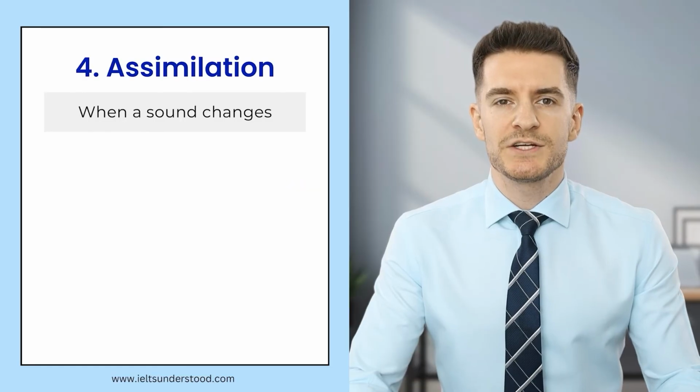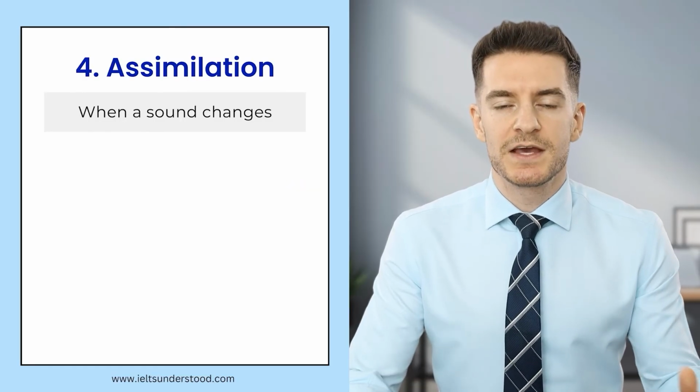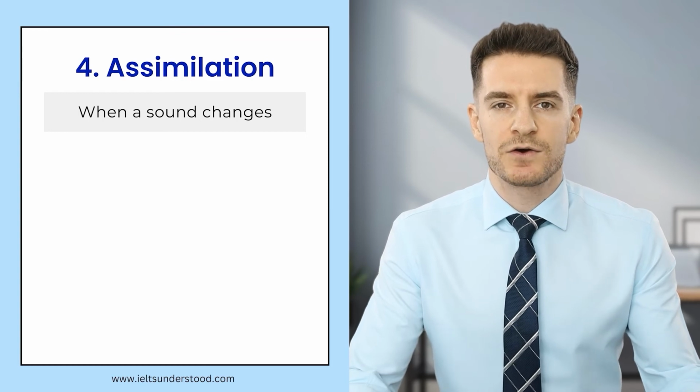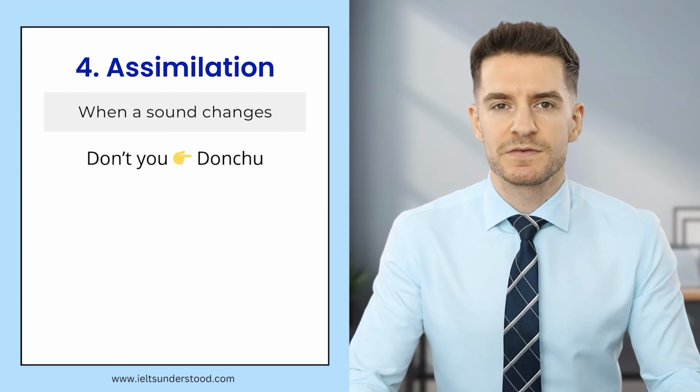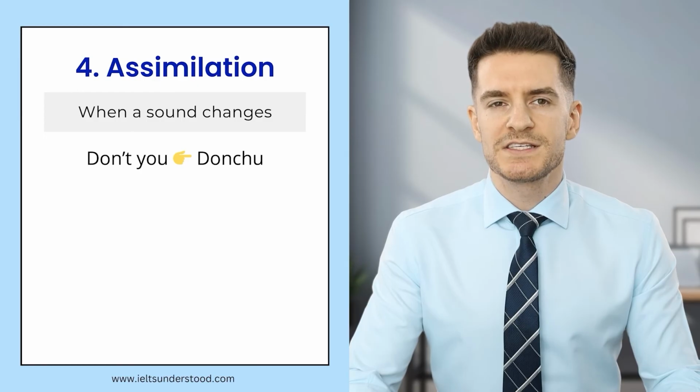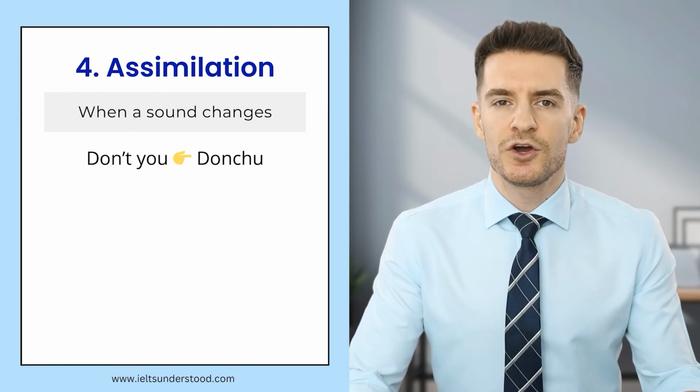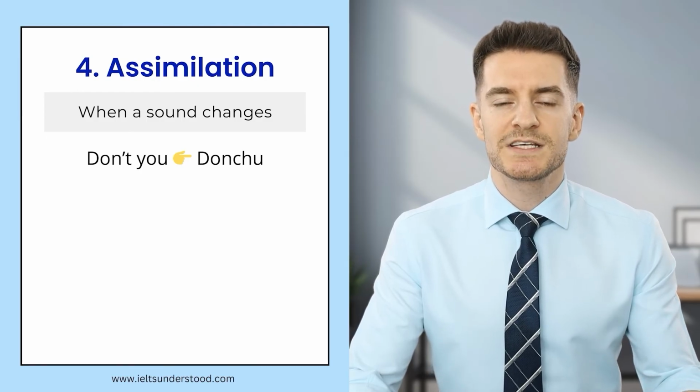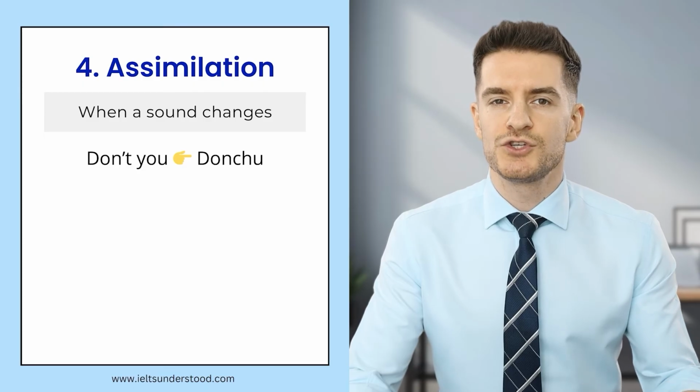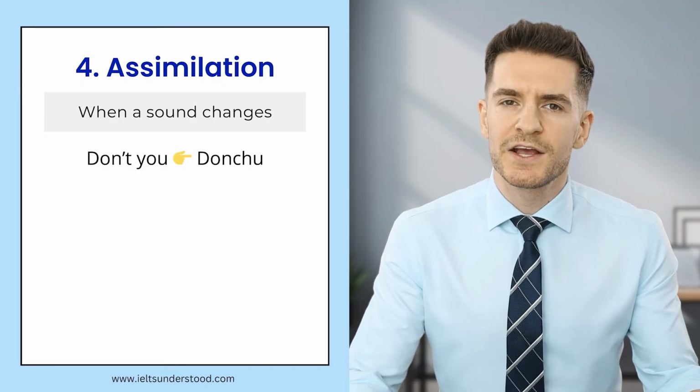All right, let's move on to the fourth type of connected speech, which is assimilation. Assimilation is when a sound completely changes. So have a look at this. We don't say "don't you." No, we join those two words together and we say "don't you." Don't you like drinking coffee?